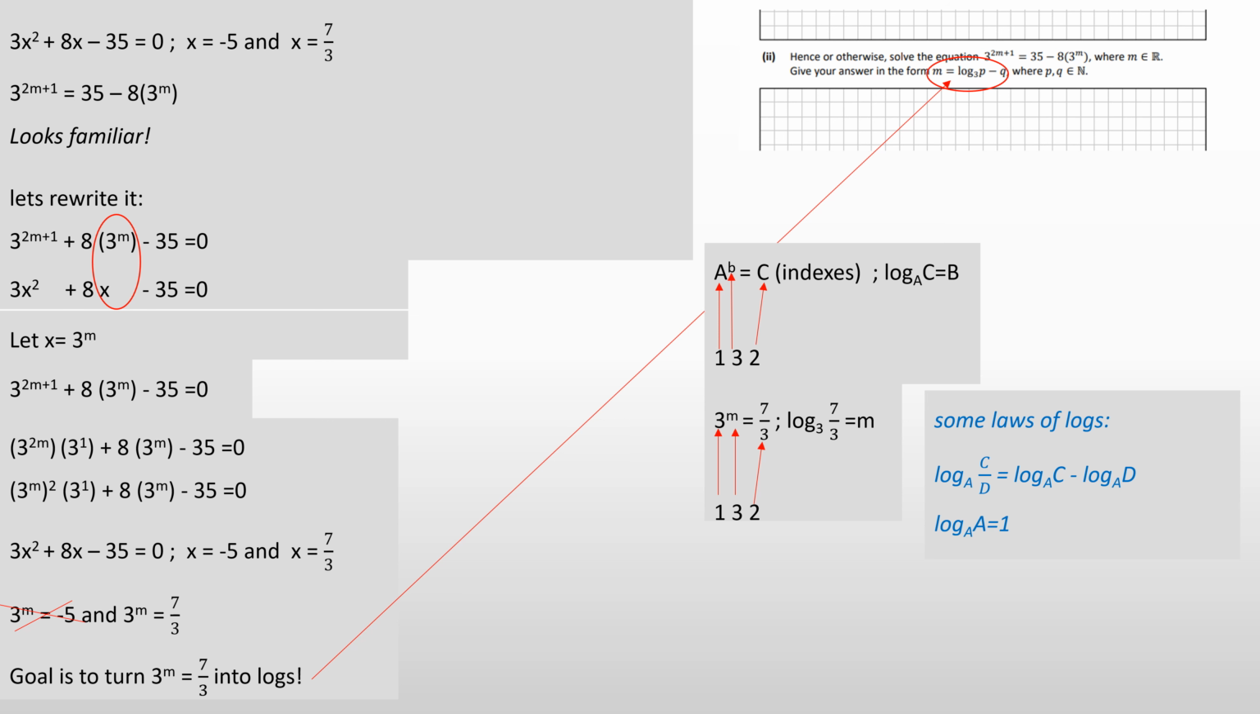So if we have log base 3 of 7 over 3 equals m, let's rewrite that. We end up with log base 3 of 7 minus log base 3 of 3 equals m. The last step is just to turn log base 3 of 3 into a number, because they want it to be q. They don't want it to be a log. Log base 3 of 3 is a number because it is equal to 1. So you end up with log base 3 of 7 minus 1 equals m, which is exactly the format they wanted you to have. And that's the end of the question.